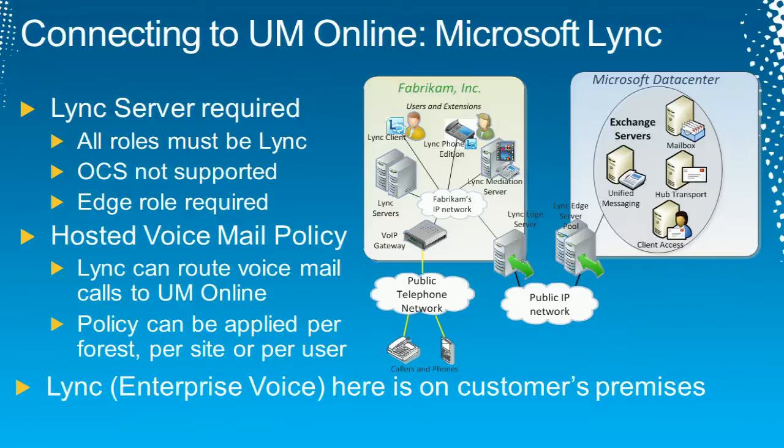So Fabricam have their own IP network, and there are Lync servers and a voice over IP gateway connected to that private IP network. They have, at the edge of their network, a Lync edge server role, which has been deployed for network traversal of signaling and media. And that could be used, of course, if they have Lync users who are working from home or from behind network address translation. Exchange is in the data center, and you can see that the data center also has a Lync edge server pool, which is dedicated to traffic to and from online.